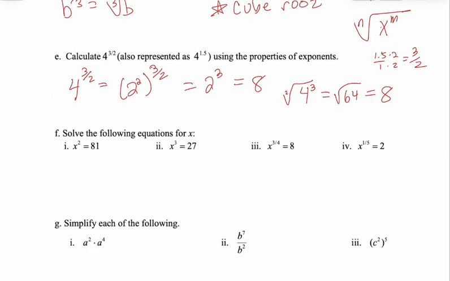Now, as far as solving equations, with the even powers, like 2, we have to insert the plus or minus symbol, okay? So this one, it would be plus or minus the square root of 81, or plus or minus 9. But since this whole power is odd, we don't have to do that. We just can go ahead and cube root it. The answer is the cube root of 27, which is, in this case, 3, because 3 times 3 times 3 is 27.